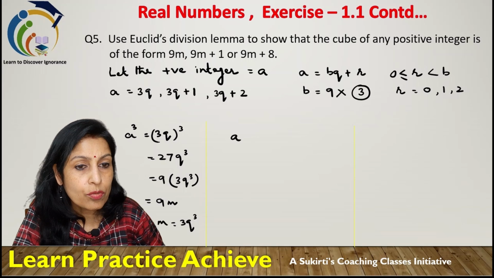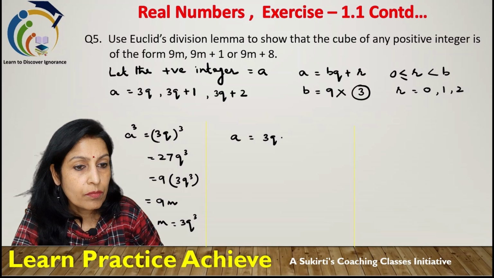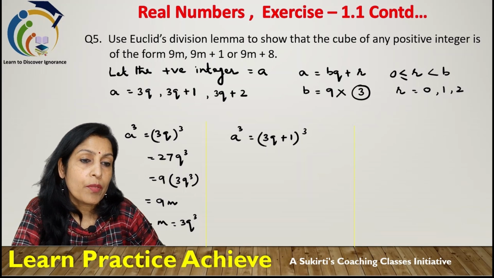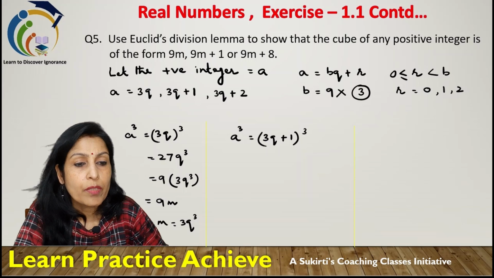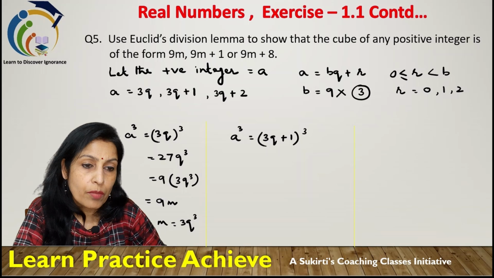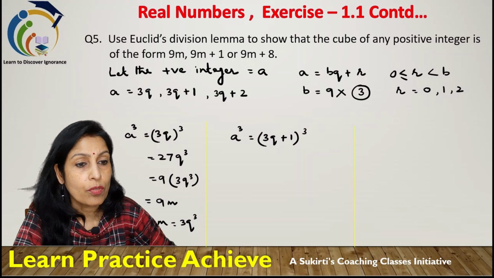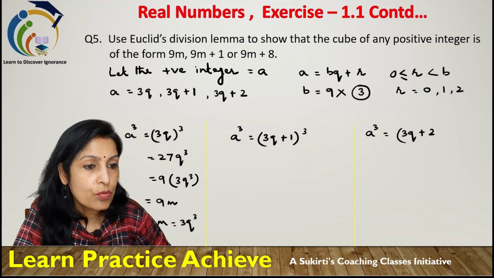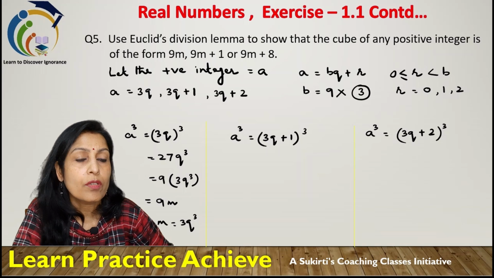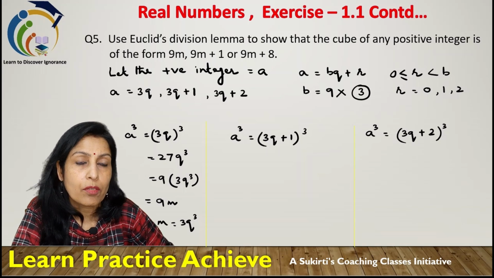In the same way, you will find out the rest two parts. If a is equal to 3q plus 1, then a cube is equal to 3q plus 1 whole cube. So here you will use the a plus b whole cube identity, and that is equal to a cube plus 3a square b plus 3ab square plus b cube. So you can find out the answer on your own. Okay, in the same way, the third part, a is equal to 3q plus 2. So a cube is equal to 3q plus 2 whole cube. Again you will use the same identity and find out the result.